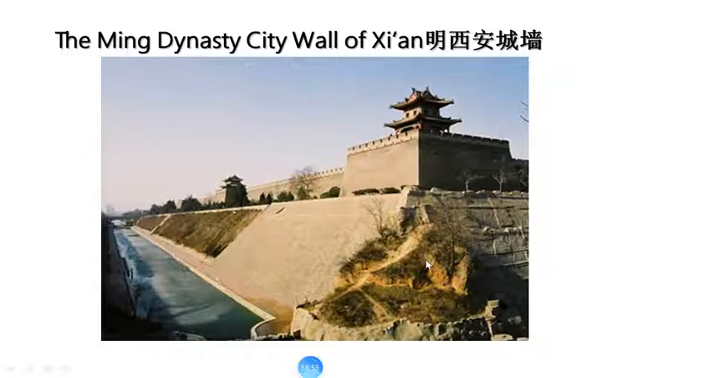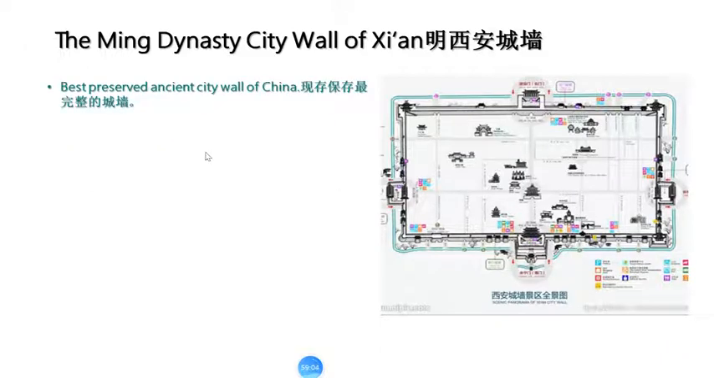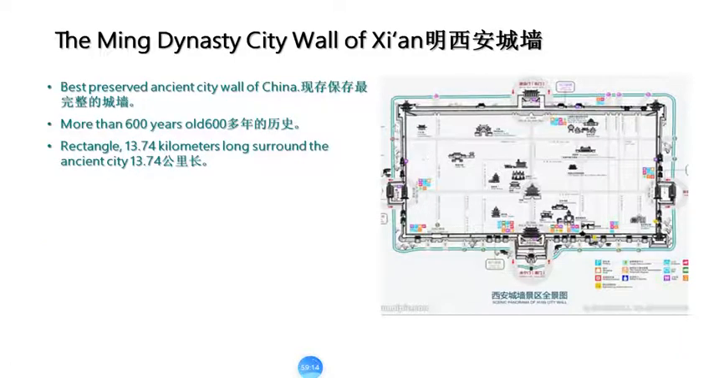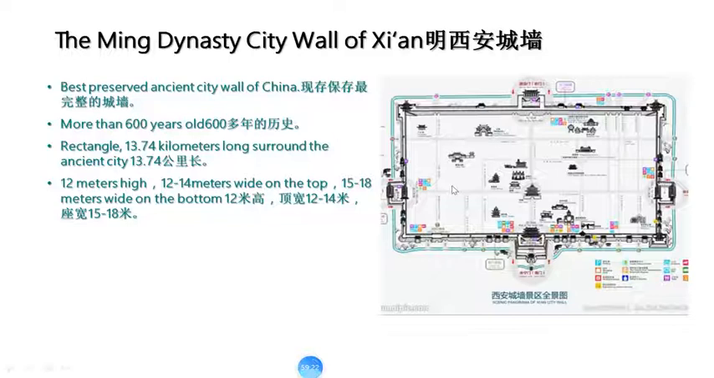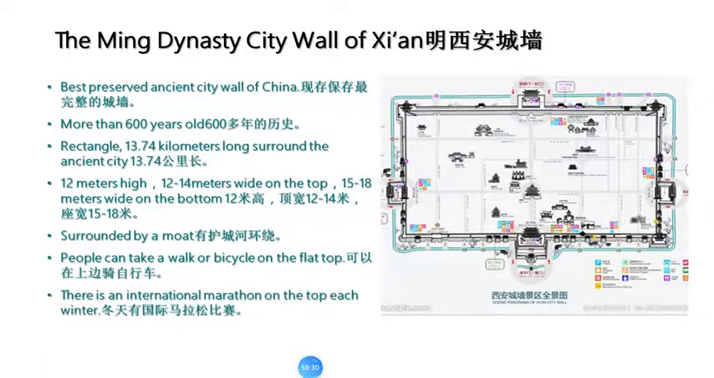The Ming Dynasty city wall. The moat, the city wall. It is the best preserved ancient city wall of China. More than 600 years old. It is a rectangle, 13.7 kilometers long, surrounding the ancient city. 12 meters high, surrounded by a moat. People can take a ride on bicycle on the flat top. There's an international marathon on the top each winter now.